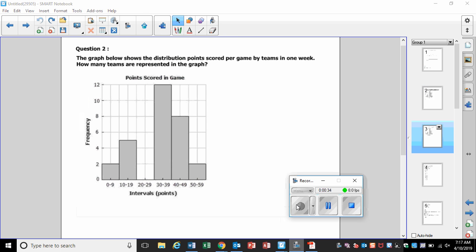Question 2. The graph below shows the distribution points scored per game by teams in 1 week. How many teams are represented in the graph?